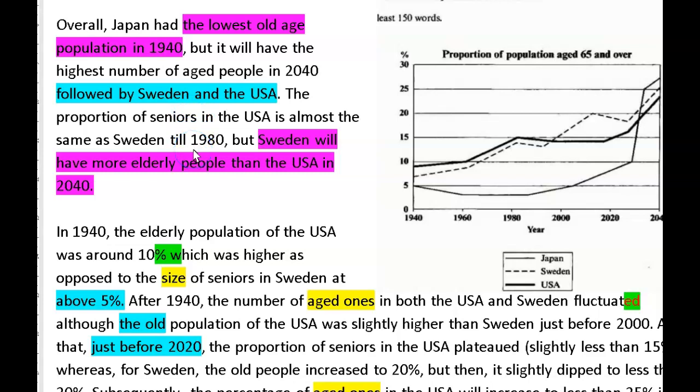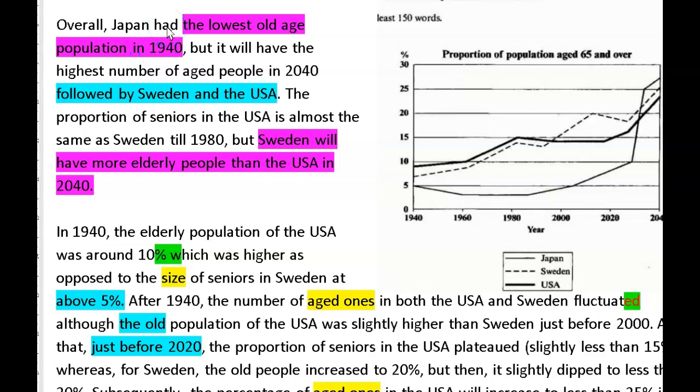How many people live in Japan? Just for ease of counting, we'll say it's 100 million. What's 5% of 100 million? 5 million. What's the population of Sweden? 20 million. What's 8% of 20 million? 1.6 million. So Japan had a lot more old people than Sweden did. There are more seniors in Japan than in Sweden, not as a percentage, but that's not what you've written. It says it has the lowest old age population. It does not. We don't know that.